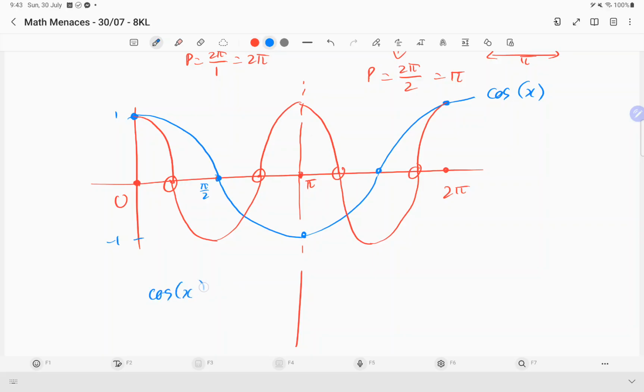So cos of x, the blue graph, equals 0. What are the answers? What are the x values? Pi on 2 and 3 pi on 2. Very good, 3 pi on 2 here.